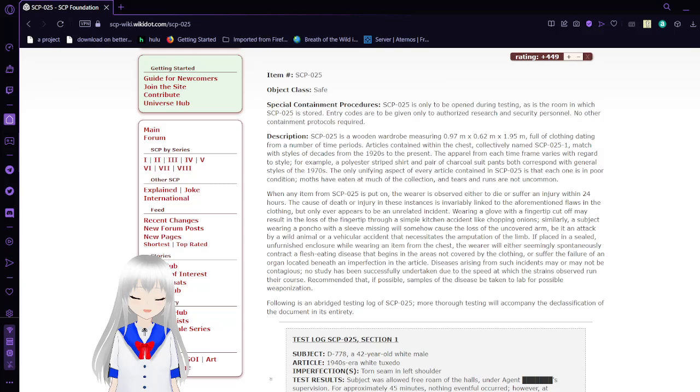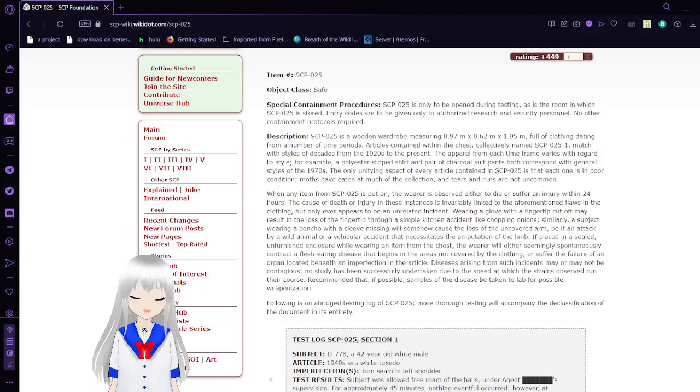When any item from SCP-25 is put on, the wearer is observed to either die or suffer an injury within 24 hours. The cause of death or injury in these instances is invariably linked to the aforementioned flaws in the clothing, but only ever appears to be an unrelated incident. Wearing a glove with a fingertip cut off may result in a loss of the fingertip through a simple kitchen accident like chopping onions. Similarly, a subject wearing a jacket with a sleeve missing will somehow suffer the loss of the uncovered arm.